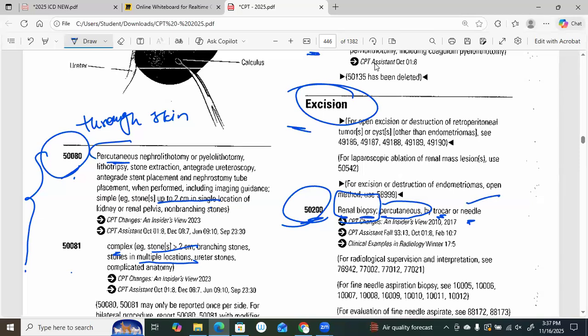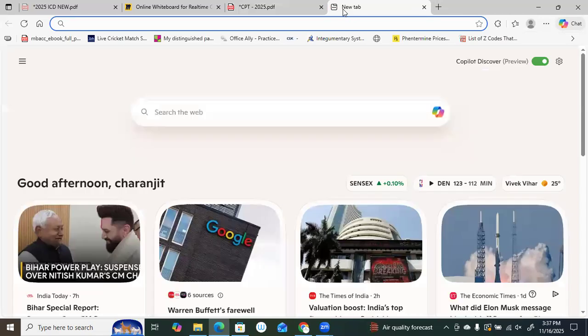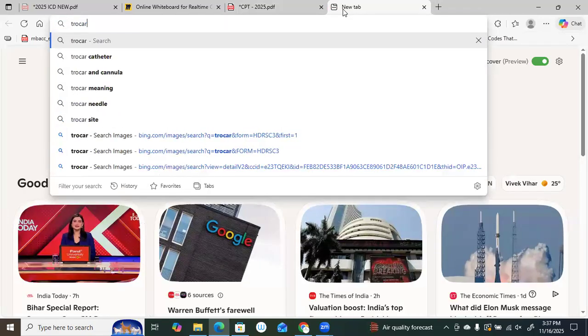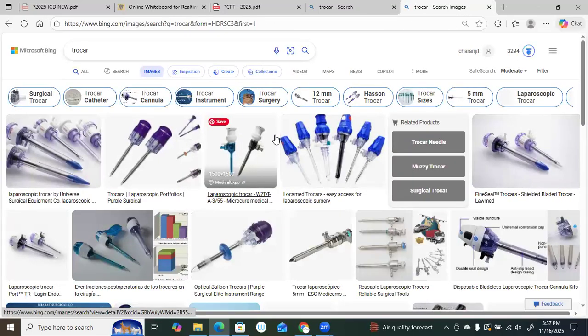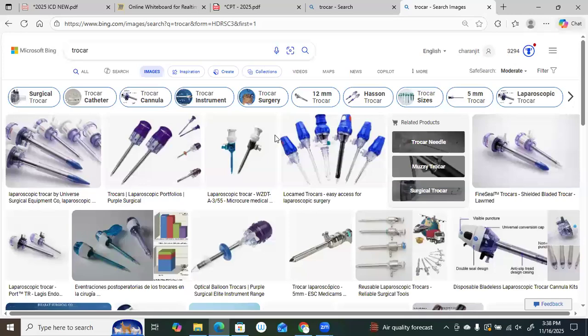So everyone knows about the needle. This is a syringe. So core needle biopsy, where a normal-size syringe is used to take the specimen from the kidney. A trocar is also a tool. Okay, let me show you the picture. So a trocar is a kind of sharp tool which is inserted into the patient's body. So these are the trocars that are inserted into the patient's body and the specimen is suctioned.